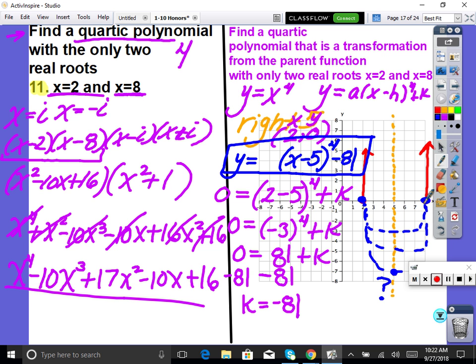Now let's say you're like, did I do this right? Set it equal to 0, add 81, 4th root it. You need a plus or minus and then add 5, and you would end up at 2 and 8. So you could check your answer by solving. Does that make sense? Okay, awesome.